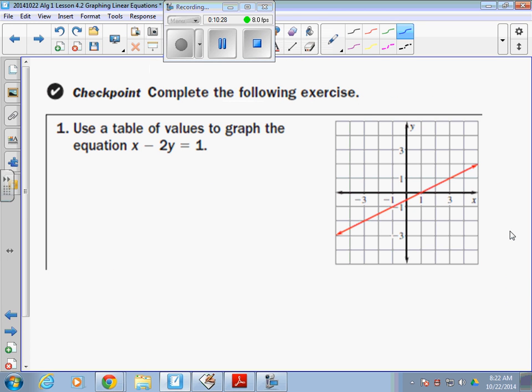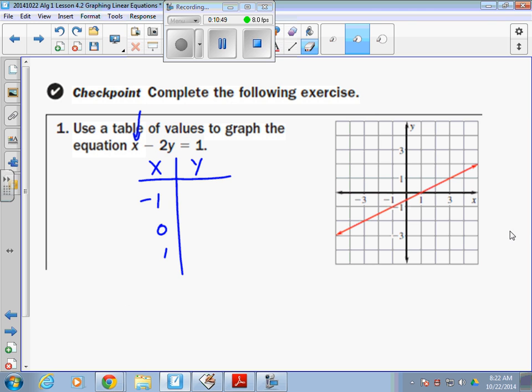Okay, checkpoint number 1 says use a table of values to graph the equation x minus 2y equals 1. Table of values, let's make it real short. X comma y, negative 1, 0, and 1. Real simple. So when I plug them in place of x, it's the x values, you plug them right there. Negative 1 minus 2y equals 1.